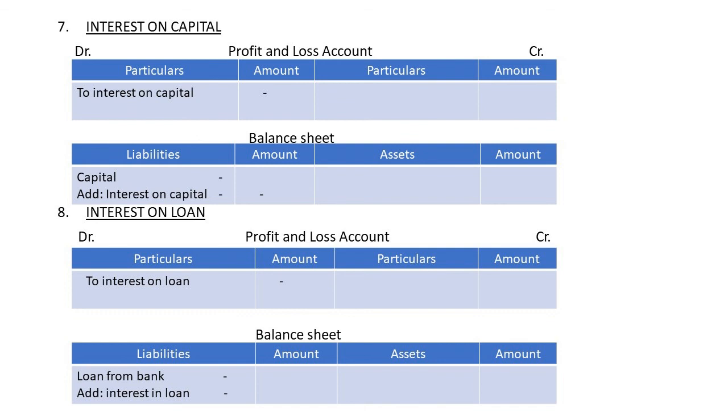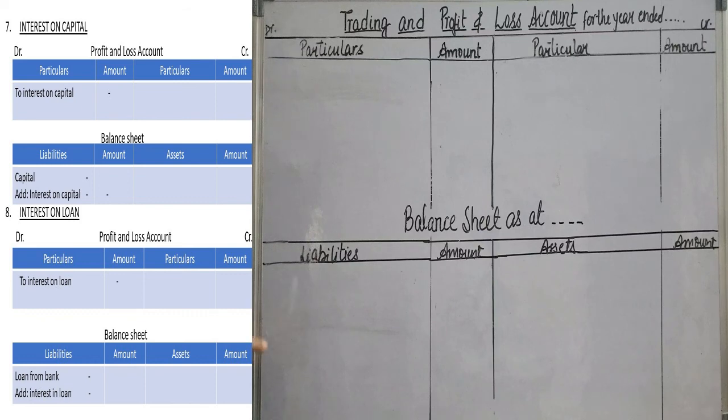And secondly, it will be added to the amount of loan on the liability side of the balance sheet. But if it appears on the debit side of the trial balance, then it is a loan given. And in that case, interest on loan will be treated as an income for the business, and it will be shown on the credit side of profit and loss account and as assets on the asset side of the balance sheet. Now for interest on loan, I am taking up the first case. So let's assume that the loan amount appears on the credit side of the trial balance at rupees 5 lakh. And then in the adjustments, it is given that interest on loan is due for the whole year at the rate of 12% per annum.